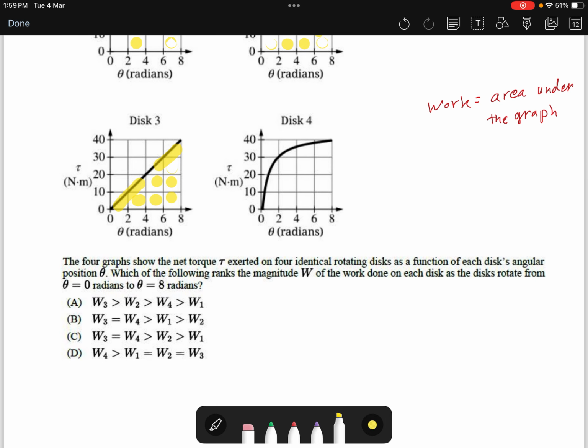For disk 4, we have more: 1, 2, 3, 4, 5, 6, 7, 8, 9, 10, and let's say 11, 12, and almost 12.5. Since we don't need to find the exact number, it's okay to just estimate it. So the final answer is D. The work for disk 4 is the greatest, and the others are the same. Next question.